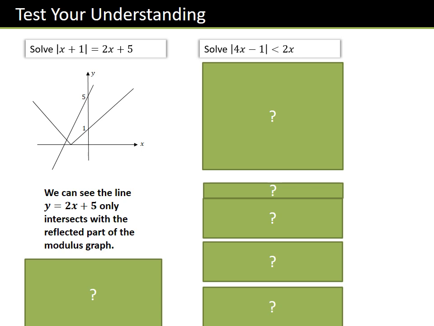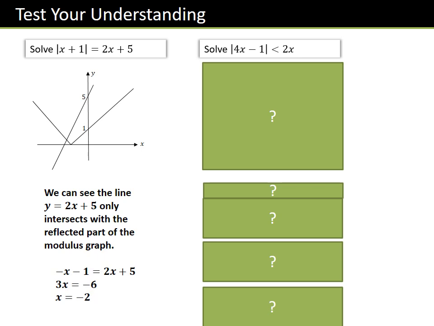So if we look at that part, we need to now take the negative version of this, which is minus x minus 1, and set it equal to 2x plus 5. And we just solve the equation as normal, and we get x is minus 2. So you need to be careful. This is why you must always draw a graph.